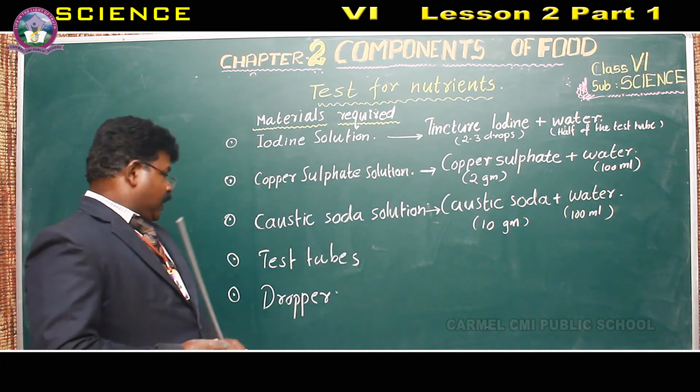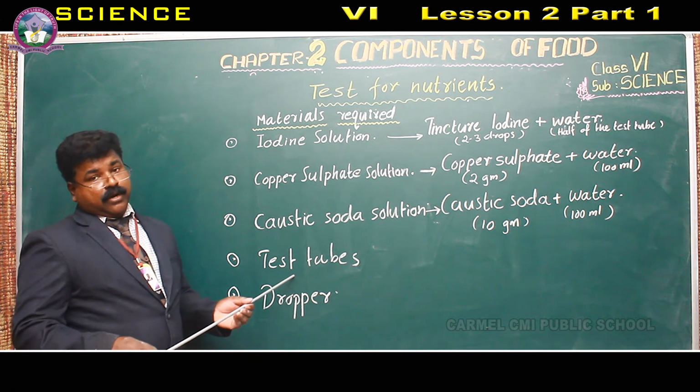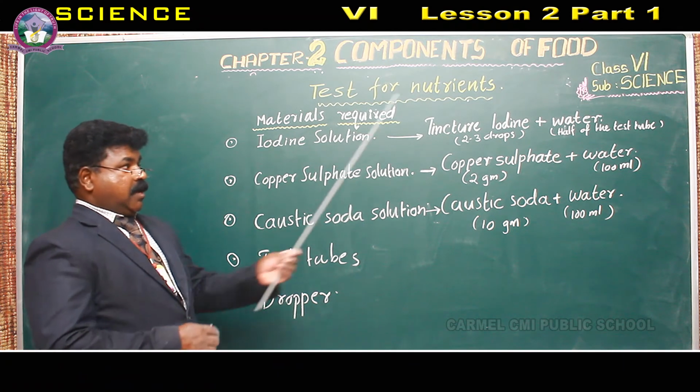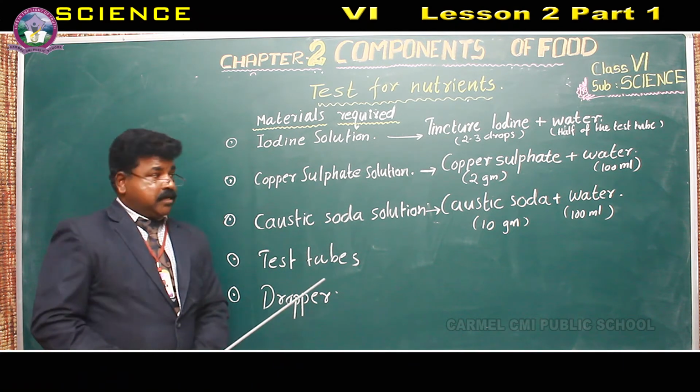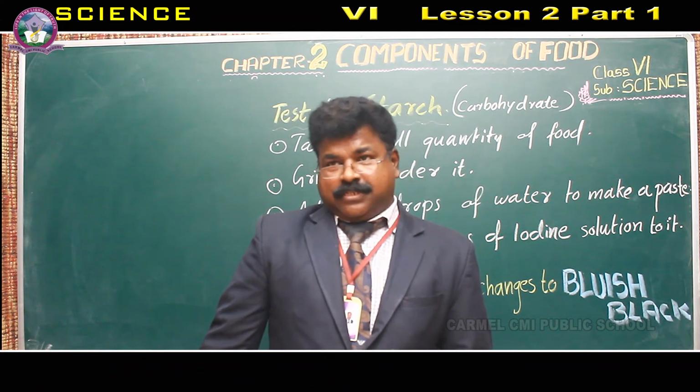Okay. And these are the other accessories, that is test tubes. We need to have a few test tubes, and in order to take these chemicals, we need to have a dropper also. Okay children, now let us see the test for starch.